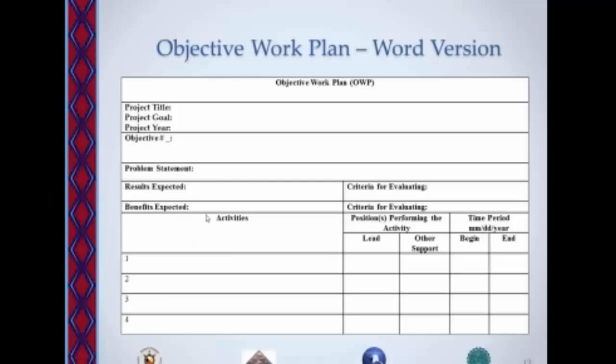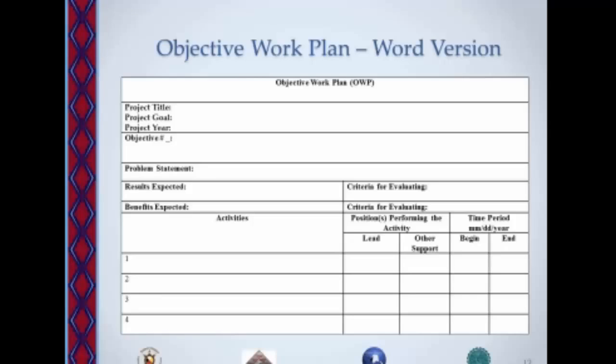Under benefits expected, you're going to list the positive changes that derived from achieving those results. This should typically contribute to an improvement in people's lives. And it might be anything from the number of people who become employed because you had job training classes, to the number of people who increase their language proficiency by 1 level. And again, you're going to be identifying how you're going to evaluate that you met those benefits. The lower part of the form is where you're going to start entering your activities.